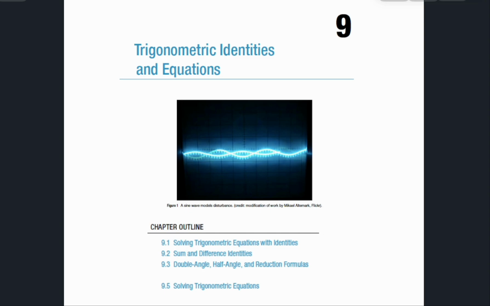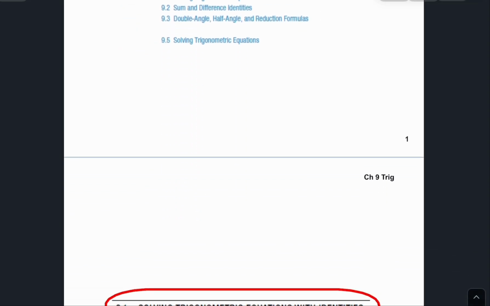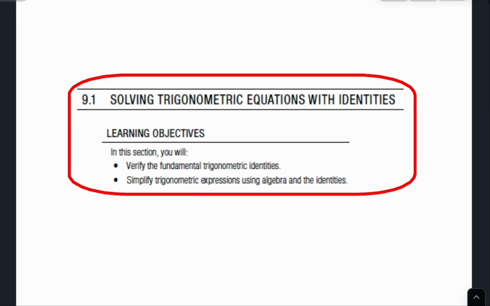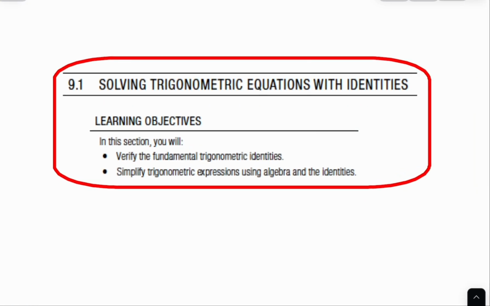In Chapter 9, we are going to talk about trigonometric identities and equations. So we have four main sections we're going to work on, 9.1, 9.2, 9.3, and 9.5. Let's get started with 9.1. So in 9.1, we're going to start focusing on identities.